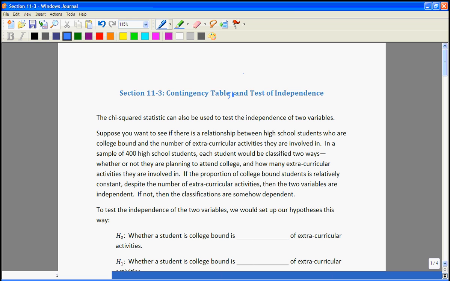So we sampled 400 high school students, and we have to classify each student in two ways: whether or not they're going to college and how many extracurricular activities they are involved in. So the big difference here between a test of goodness of fit is you're usually just going to have one variable with one attribute, like we had previously with the vitamins or with rolling the die or the nurses and their hunch about the patients that come in. The only measurement we were taking, there was only one measurement, but here we have a student and we're classifying them two ways. So that's a big hint that you're going to do a test of independence.